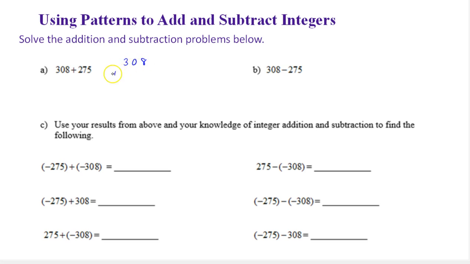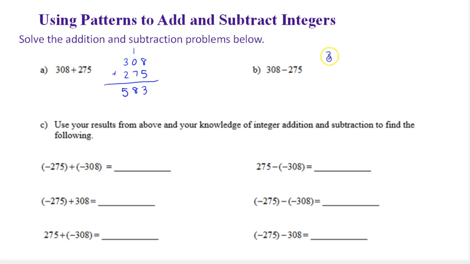308 plus 275. We're going to add using place value. 8 plus 5 is 13 ones, so we'll keep 3 ones and carry 1 ten. Now we have 1 plus 7 tens is 8 tens, and 3 plus 2 hundreds is 5 hundreds. So our sum is 583.